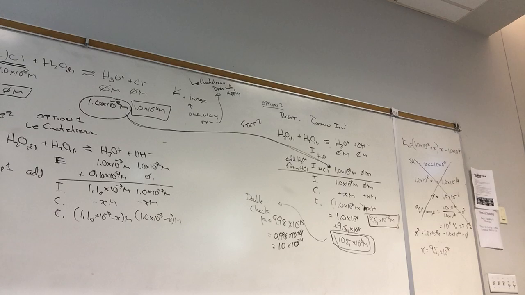Doubling the volume will favor the side with more moles of gas. So this has 2 moles of gas total. This has 3 moles of gas. So doubling the volume will shift it to the right.